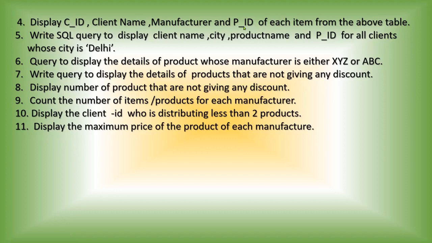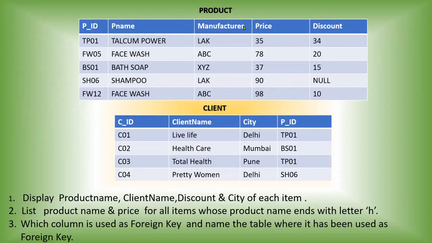CID, client name, manufacturer, PID. So see that table. CID and client name are in this table. Manufacturer and PID are in this table. Or you will get PID from here also. So that means you have to refer to both the tables. To extract the manufacturer value, you have to refer to the product table. And CID and client name you will get from the client table. PID is also available in both the tables.